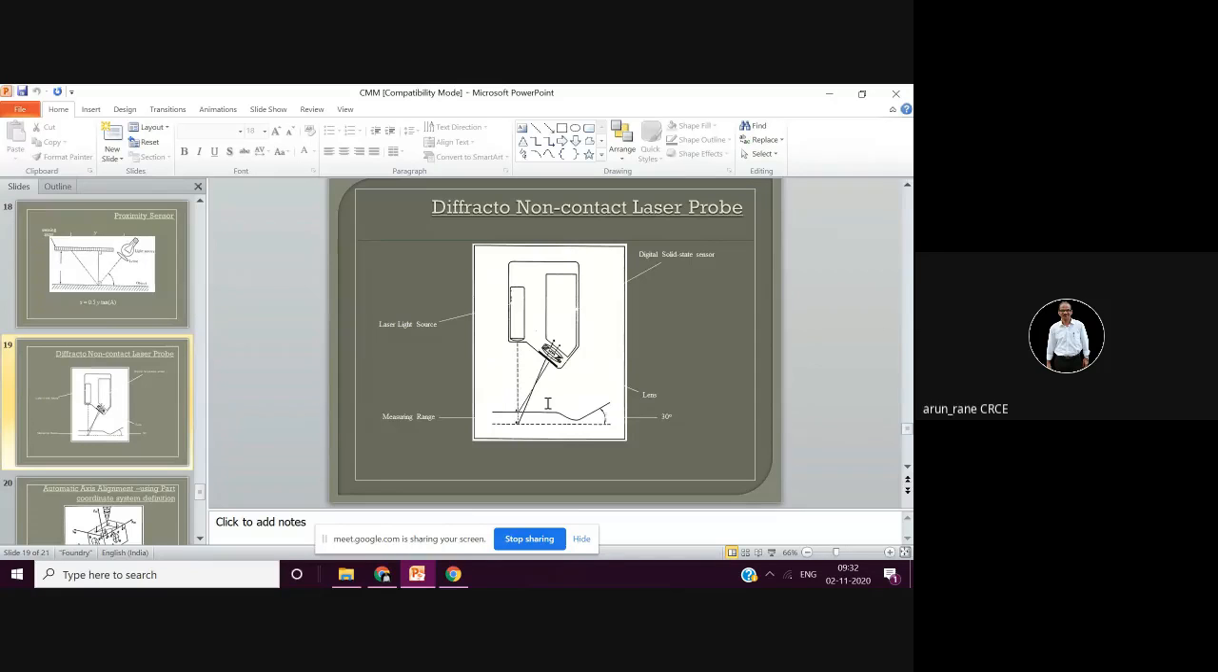So in this case you need to go for non-contact, and not only for delicate parts, but also where a very high degree of hygiene is required. Like in food, in foreign countries, non-touch or non-contact inspection is required in such cases. Even in medical fields, in order to maintain sterility and keep things bacteria-free, you cannot touch. So at that time we need to go for this non-contact laser probe.